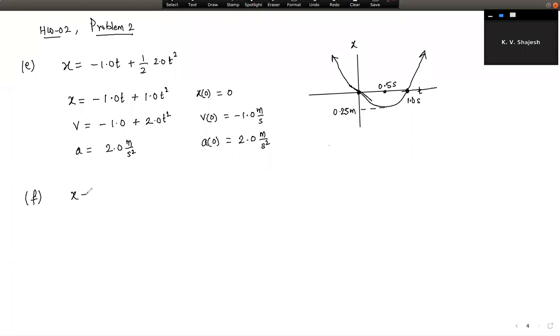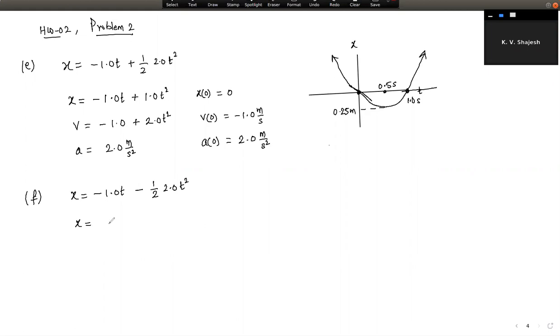Here now, x is minus 1.0 t, and acceleration is minus again. So both velocity and acceleration are negative, and simply because acceleration is negative doesn't mean that it is slowing down. I think it is only when the velocity and acceleration are in opposite directions that it means it is slowing down. So this is speeding up because velocity is in the same direction as the acceleration.